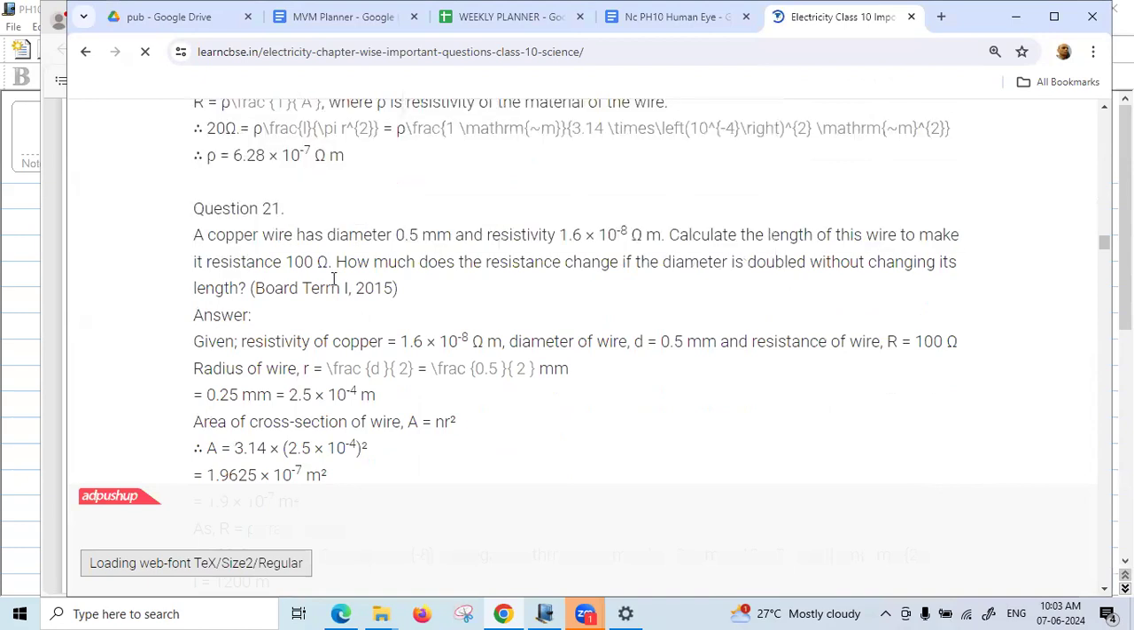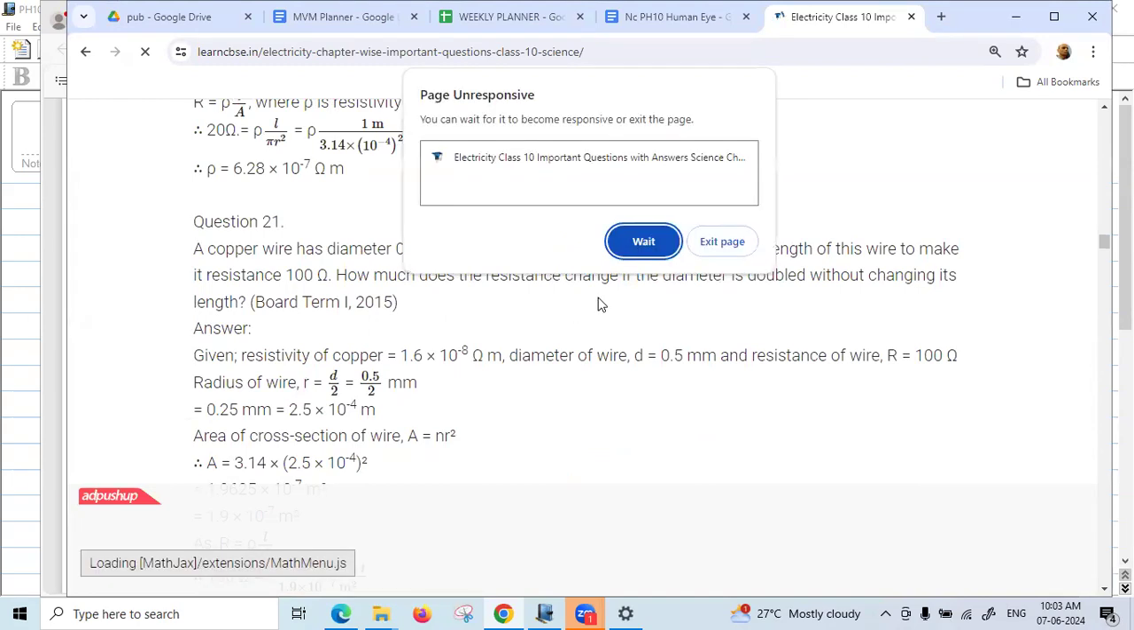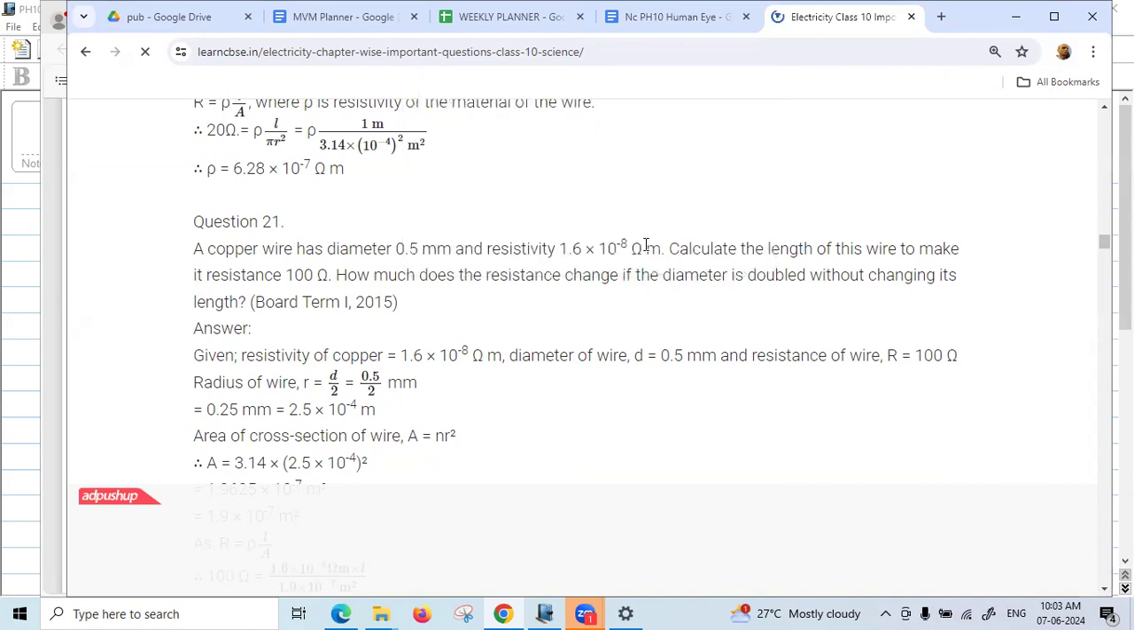Copper wire, diameter, resistivity, then resistance. How much does the resistance change if the diameter is doubled without changing its length?